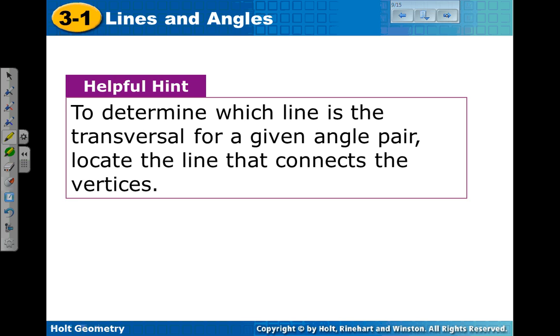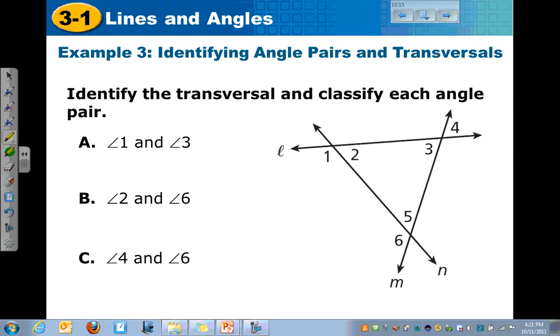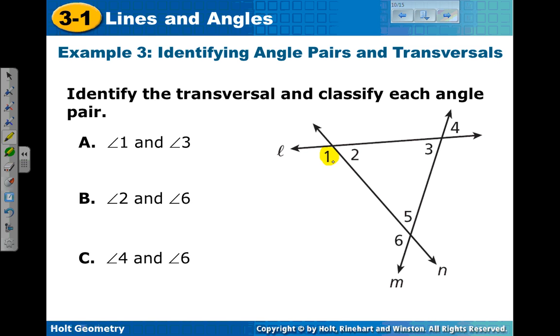So to determine which line is the transversal for a given angle pair, locate the line that connects the vertices. Let's see here. So in this problem, this is a little different because we have three lines intersecting. So we have to identify the transversal and classify each angle pair. So we have angle 3 and angle 1. So we first have to decide which line is the transversal.